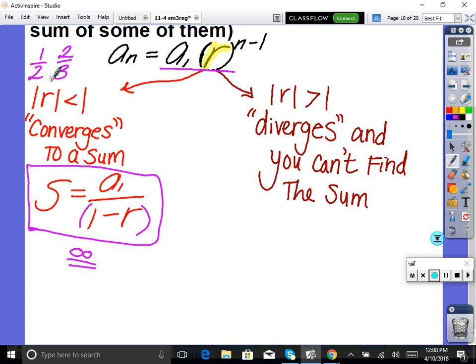Okay, so now if r is greater than 1, you also only look at the positive r. If it's negative, you just ignore the negative. If it's greater than 1, like 2 or 3 or 4, or 1.5, it's not going to have a sum, just like with the arithmetic one. It's going to call it diverges, and you can't find the sum. And I'll explain in a second what these mean. You need to know this word. So if you can't find the sum, it's because it's diverging.